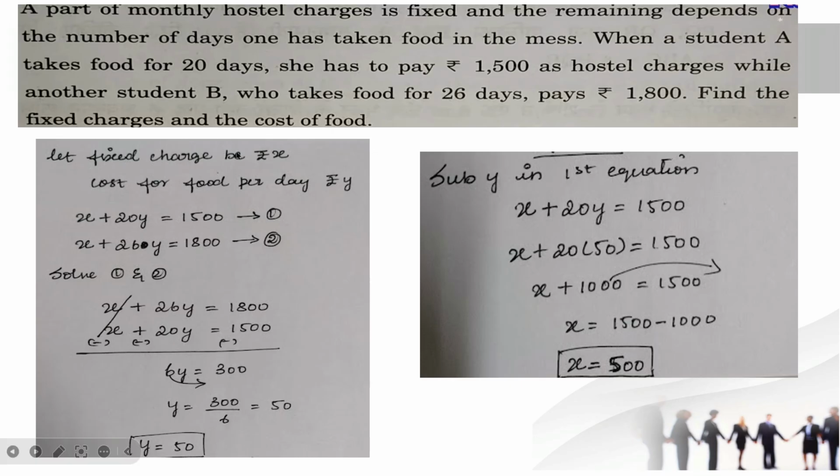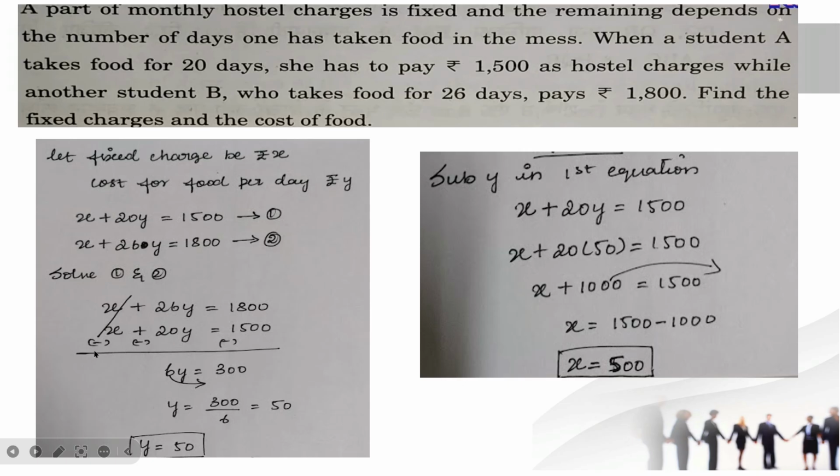So let's consider the fixed charge as X rupees and the cost of food per day, 1 day charge, is Y. So first student has taken food for 20 days. So fixed charge you write as it is, X plus 20 days she has eaten food, right? So 20Y equal to 1500. Next student, 26 days she has eaten. So X plus 26Y equal to 1800. Now solve these equations. X plus 26Y equal to 1800. X plus 20Y equal to 1500.